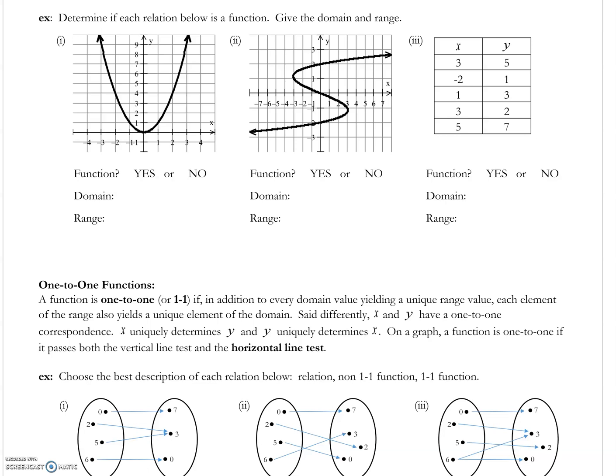For our last page of notes in section 1.1, we're just going to do some more practice determining whether something is a function or not, domain and range, and then we introduce this idea of a specific type of function called one-to-one. So for these first couple examples, I'm just asked, is this relationship, is this graph considered a function?